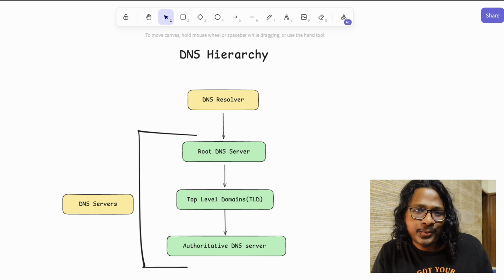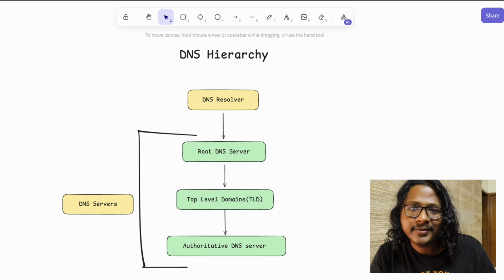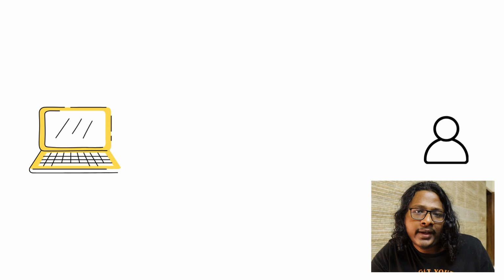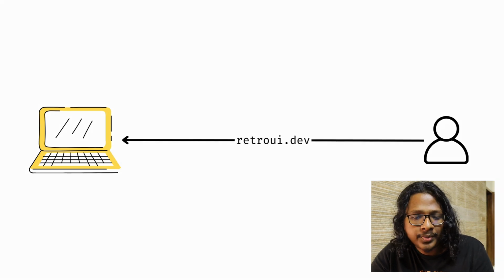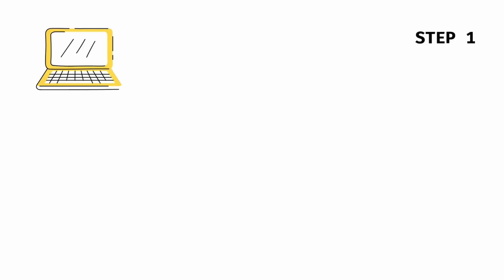I know it's a lot to process, so let's take a breath and try to understand the whole thing in detail. Let's say you enter retroui.dev in your browser for the first time. Means there is no cache. So the browser forwards it to the DNS resolver, which is a software that's configured in your ISP. By ISP, I mean your internet provider, right? Now, it's the DNS resolver's job to find you the IP of RetroUI.